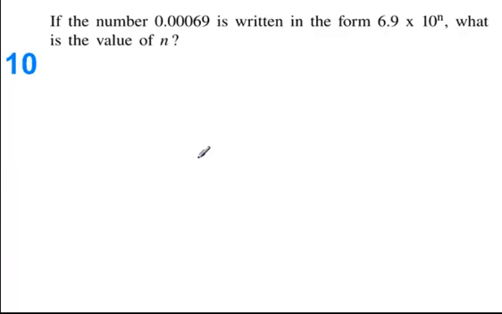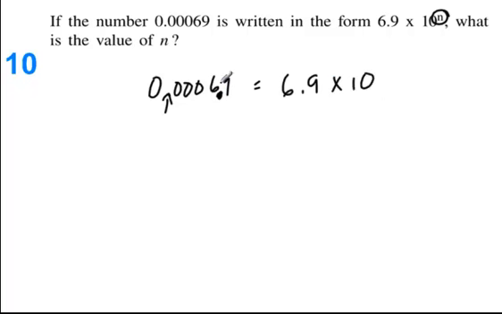If the number 0.00069 is written in the form 6.9 times 10 to the n, what is the value of n? Well, let's just change this into scientific notation. I'm going to have to put the decimal there, but this is where it was. So I'm going to have 6.9 times 10 to the, how many places to get it back? 4. But I'm going to the left because I know it was a decimal number. So that would be negative 4. So what is the value of n? n in this case would have been negative 4.